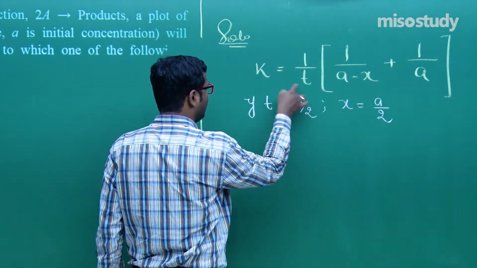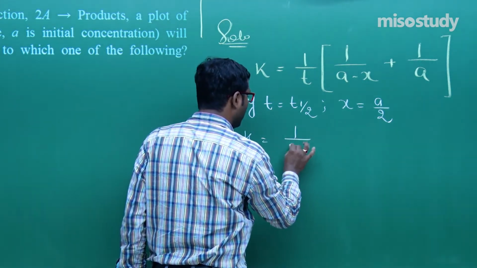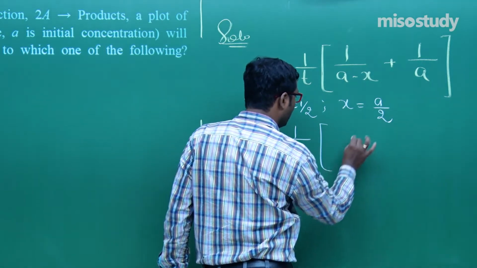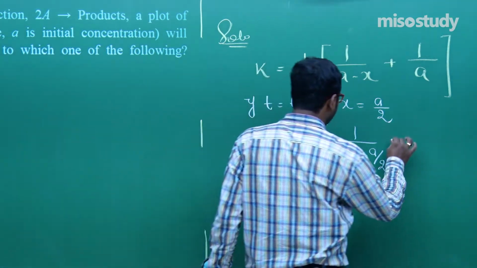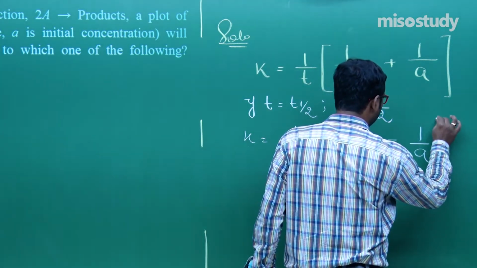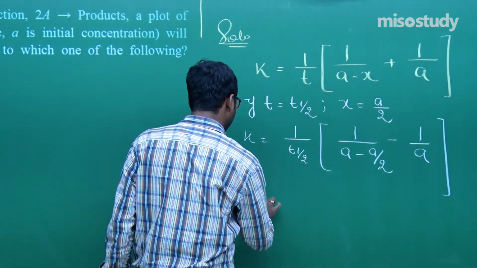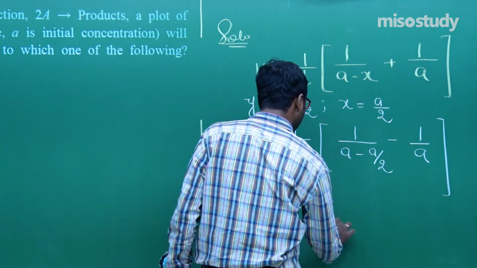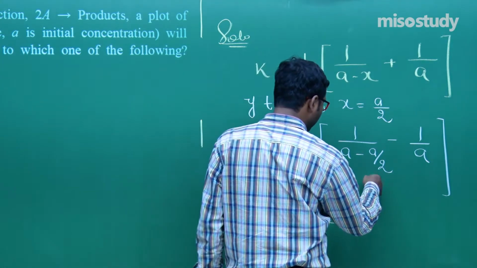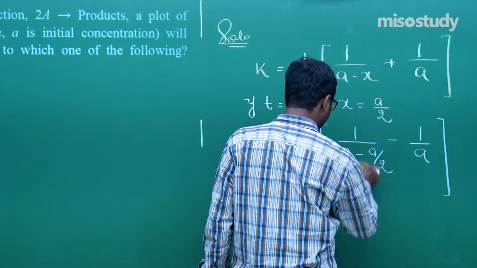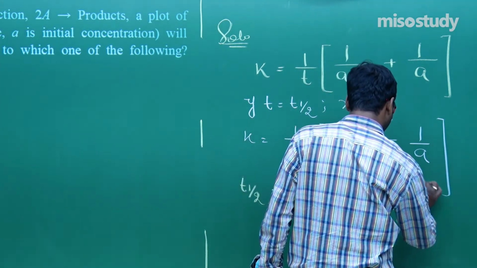Then put it here: k is equal to 1 upon t half, into 1 upon (a minus a by 2) minus 1 upon a. Clear? Now t half is equal to 1 upon k. After solving, what do we get? That is 2a minus a, that is a, and 2 will move here: 2 upon a minus 1 upon a.